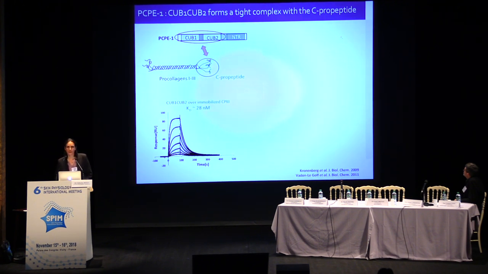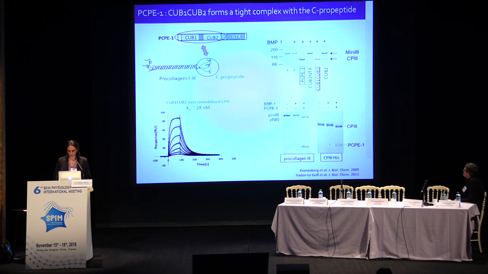So in the last years, we spent quite a lot of time trying to understand how this maturation complex works, and especially how such an effective and specific mechanism of enhancement by PCP1 works. And we found that it actually relies on the strong interaction between the N-terminal CUB domains in PCP1, CUB1 and CUB2, and the C-terminal domain in the procollagens, which is called the C-propeptide, and which is actually the domain which is cleaved during the proteolytic maturation.